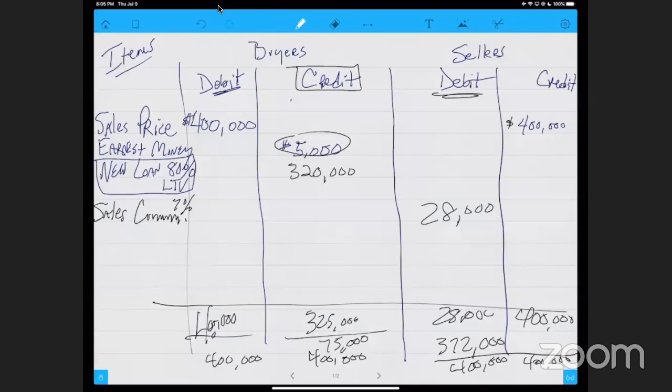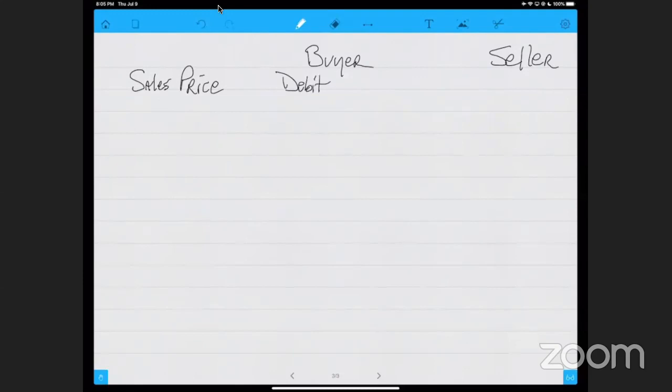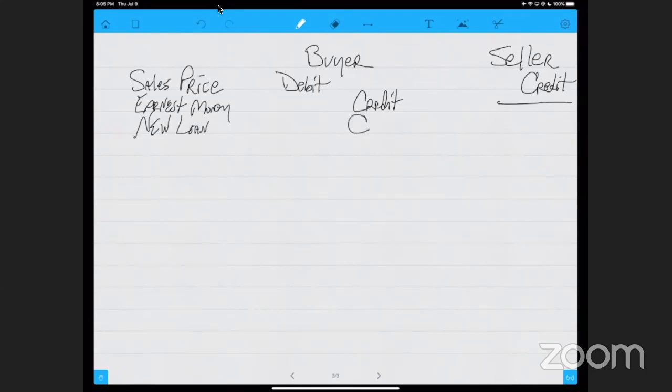So we're looking at some of the things here. I'm going to put the sales price, and I'm going to put buyer and seller. In this case, remember the sales price is a debit to the buyer and a credit to the seller. We had earnest money, and that would be a credit to the buyer only. Then we also put the new loan in there, and that would be a credit to the buyer, and there would be nothing to the seller for that.